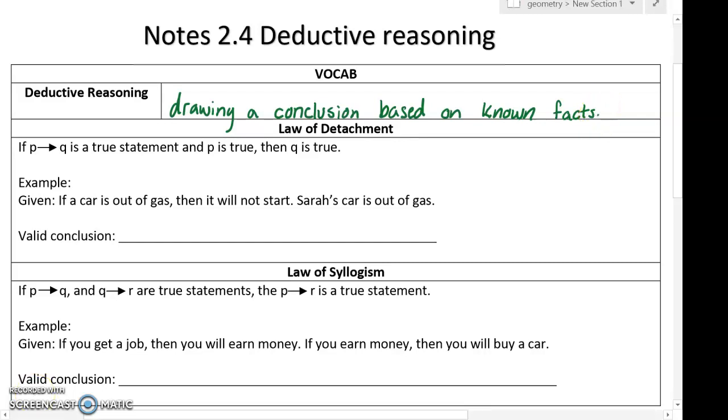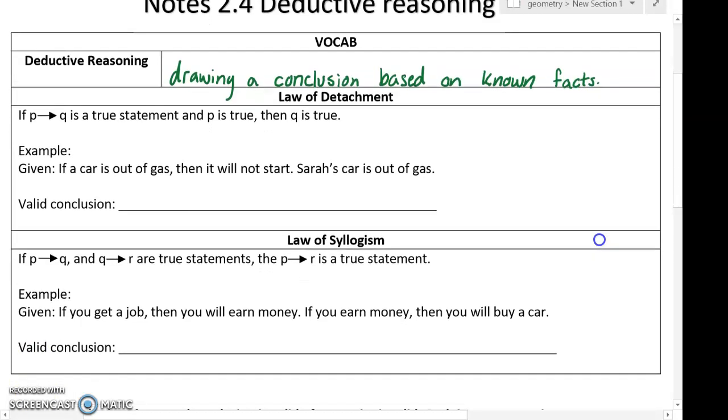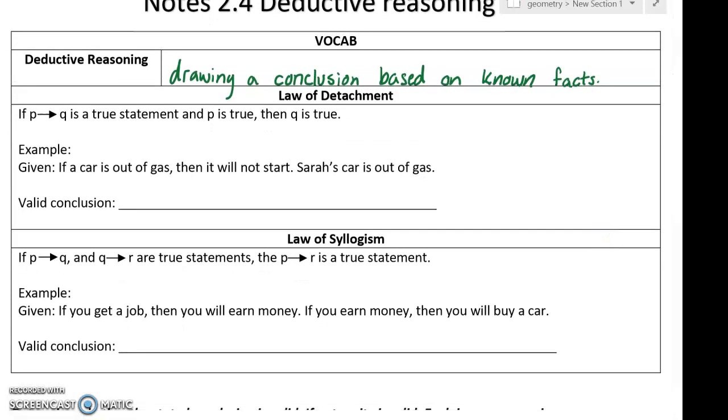The first law we're going to talk about with deductive reasoning is the law of detachment in the first box. It says if P then Q is a true statement and P is true, then Q is also true. So I know that probably doesn't make sense, but let's just look at this example and work this out.